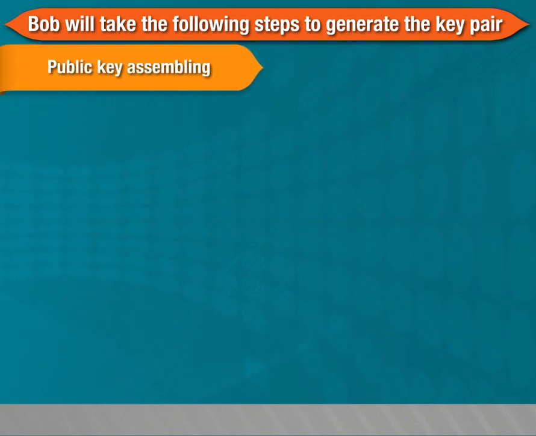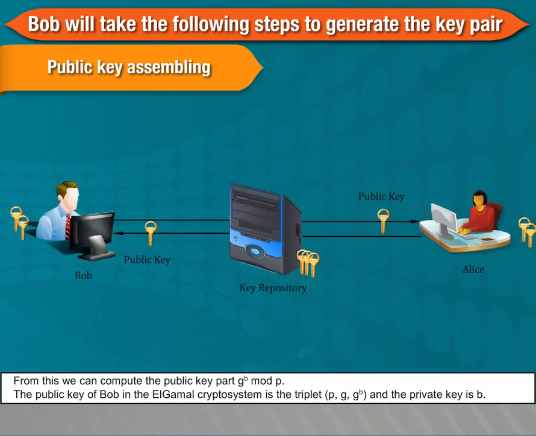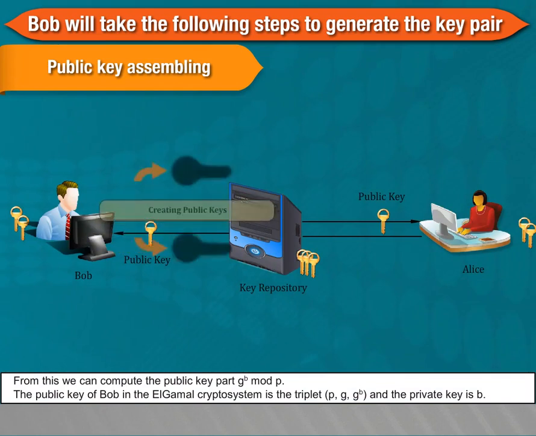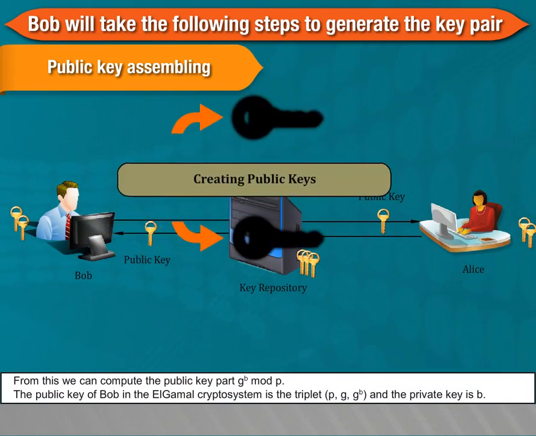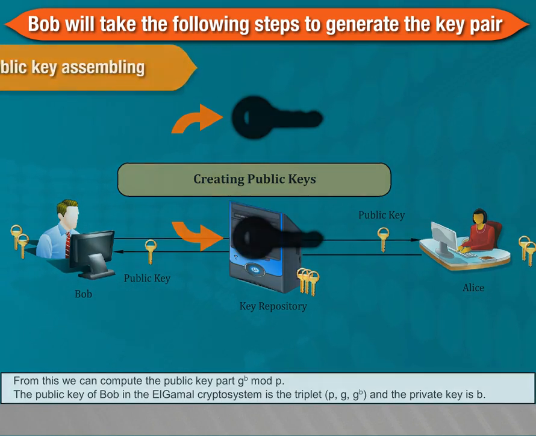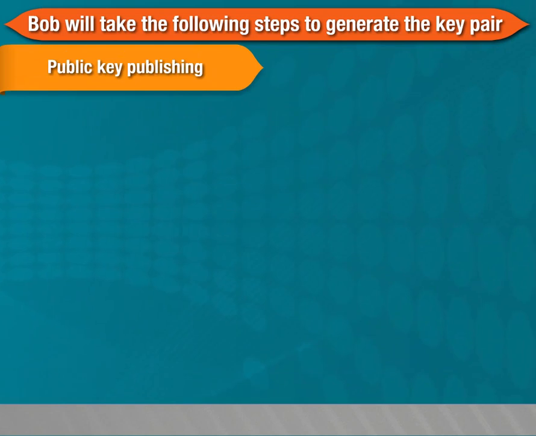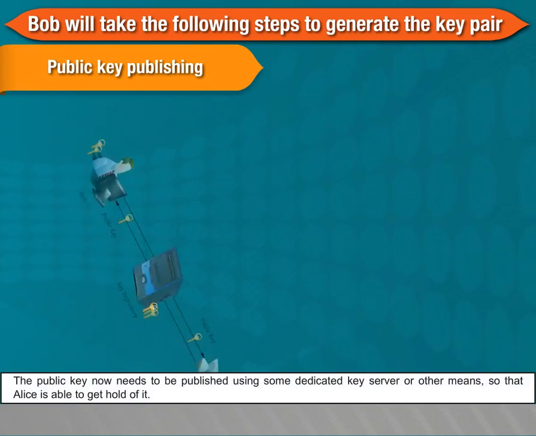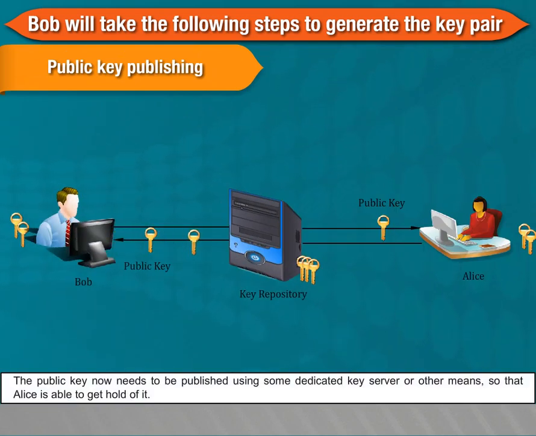Public key assembling. From this, we can compute the public key part G^B mod P. The public key of Bob in the ElGamal crypto system is the triplet (P, G, G^B), and the private key is B. Public key publishing. The public key now needs to be published using some dedicated key server or other means so that Alice is able to get hold of it.